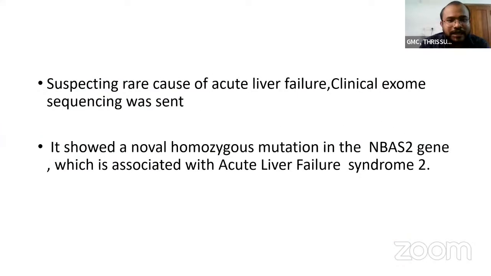Because of 2 episodes of liver failure, we suspected a rare case of acute liver failure. We convinced the parents, and clinical exome sequencing was sent. It showed that there is a novel homozygous mutation in the NBAS gene, which is associated with infantile liver failure syndrome type 2.